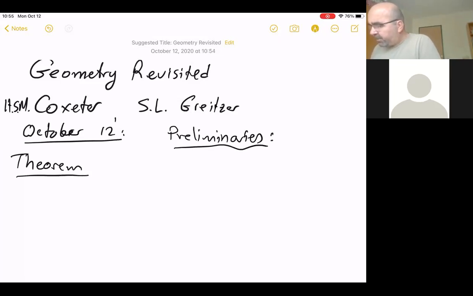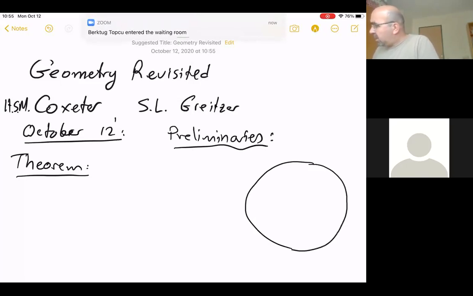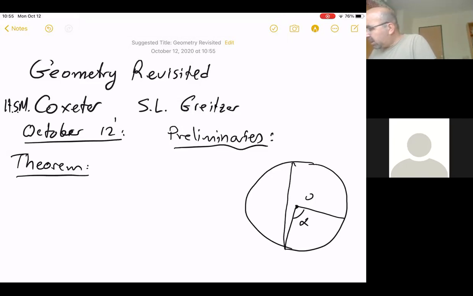And the first theorem that we will prove is that if you take a circle with center O, and when you draw an angle like this, let's call this angle alpha, and let's take a point on the circle, and let's draw this angle beta. And the theorem says this beta is equal to 1/2 alpha.